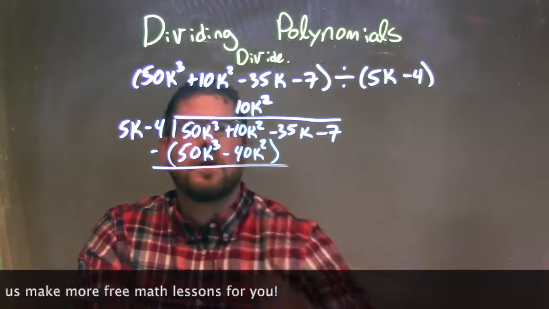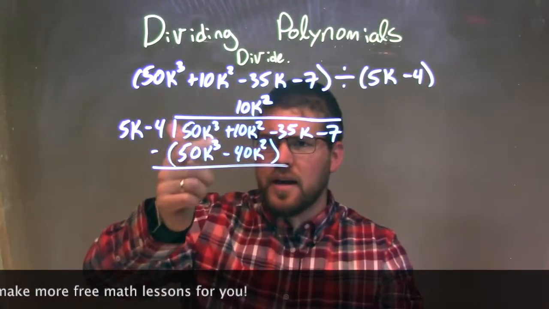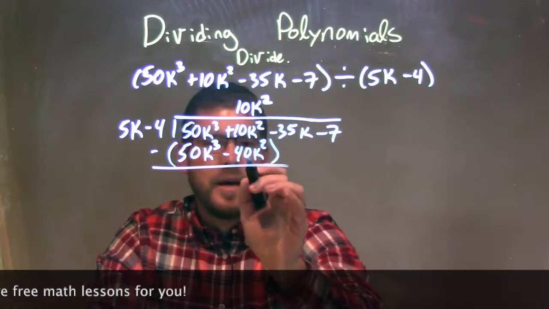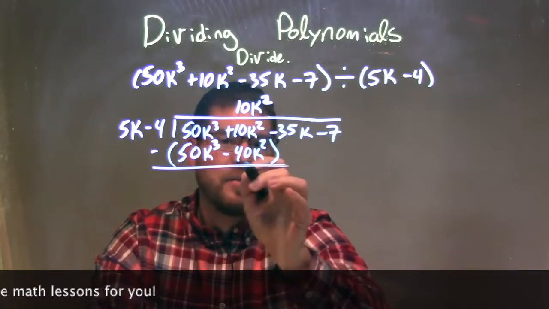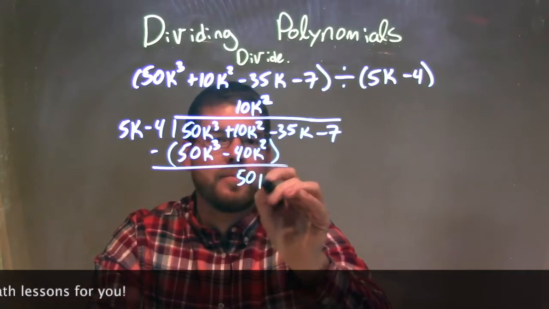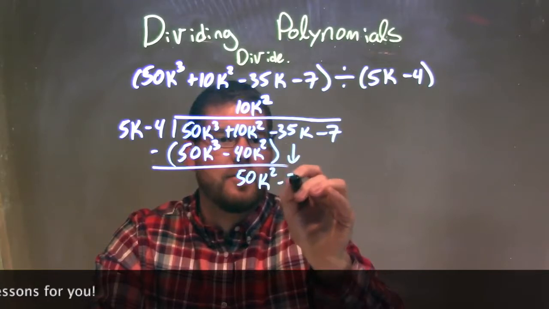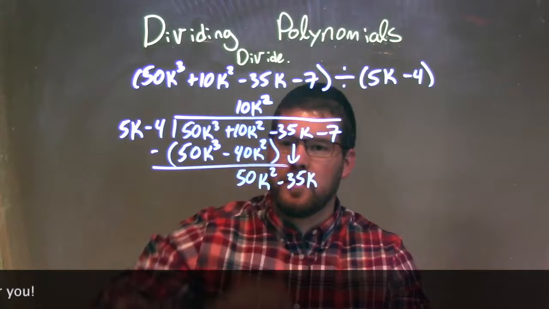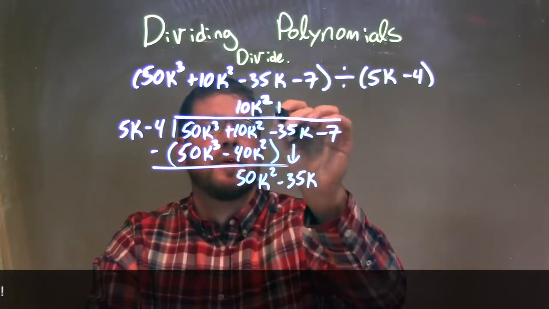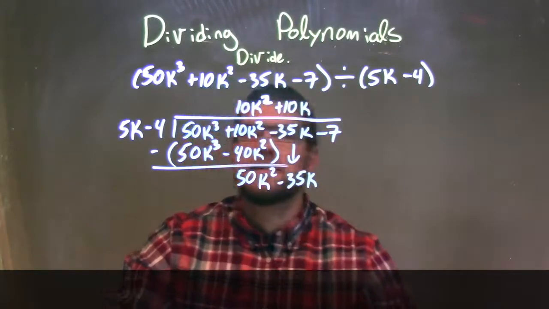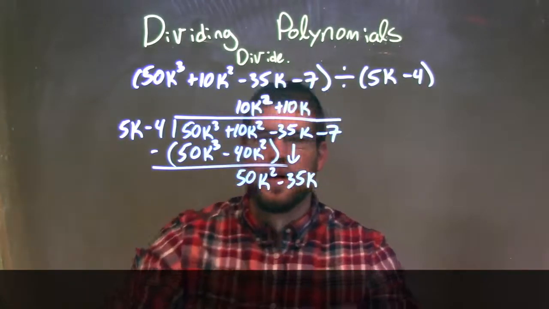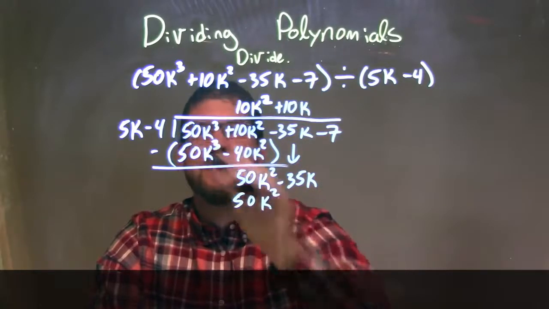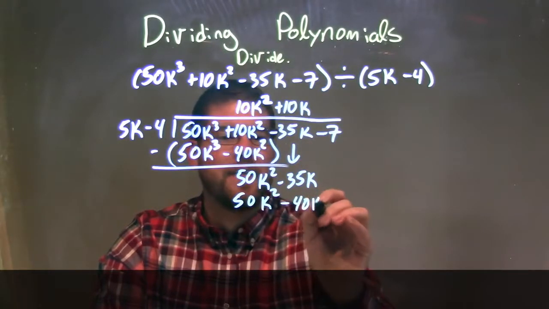We subtract the top from the bottom. 50k to the third minus 50k to the third is just 0. And then 10k squared minus a negative 40k squared is just like adding a positive 40k squared, which is a 50k squared. And let's bring down the minus 35k. Okay, same thing again. What times 5k gives me 50k squared, and that's just 10k. So 10k right there. 10k times 5k is 50k squared, which it should be, right? That was the whole goal of it, right? 10k times a minus 4 is a minus 40k.